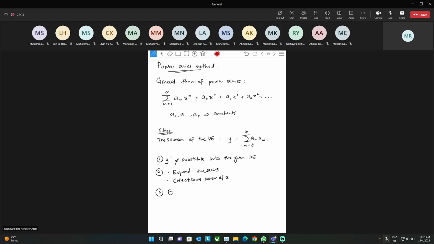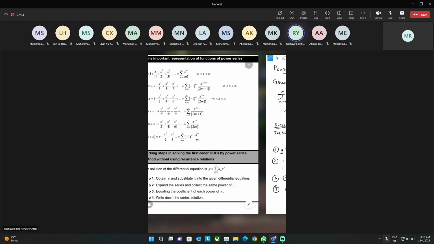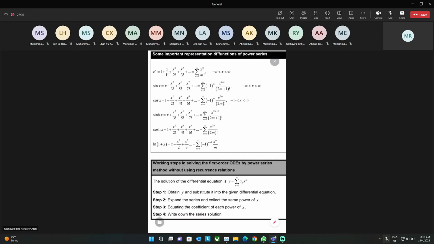Number 3, you need to equate the coefficients, and then number 4, write the series solution. Okay. So 4 steps. Then we look at the first example.